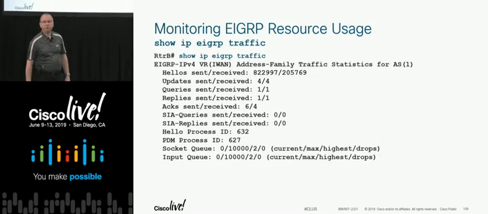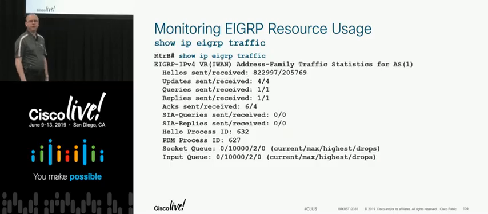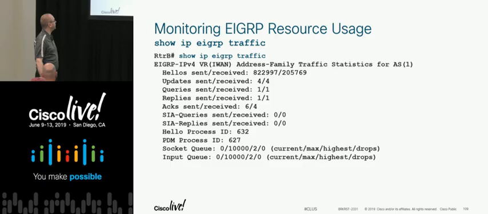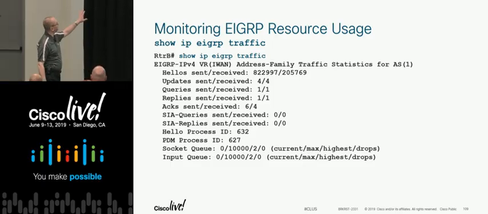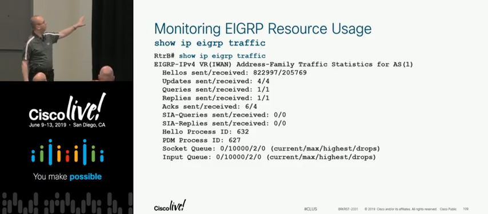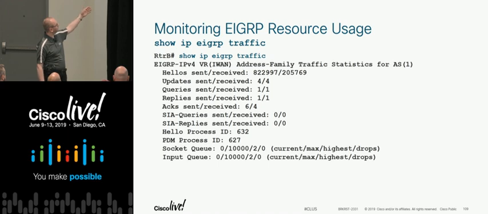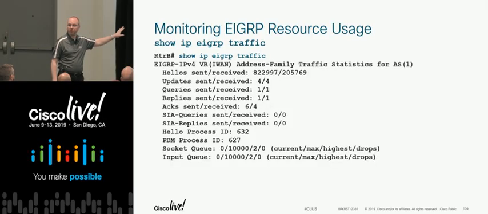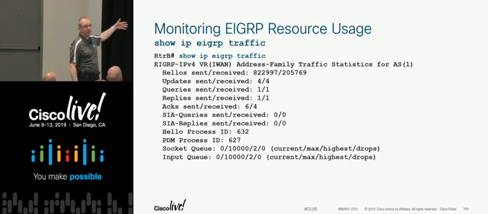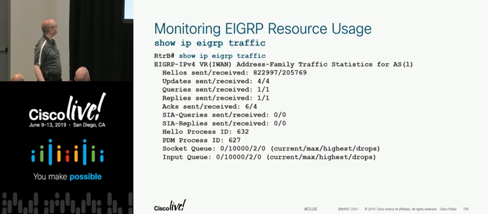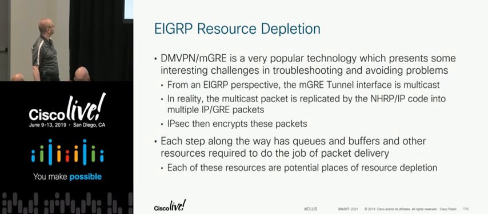The commands that may be useful here to just see what's happening on the NHRP side of things would be, for example, show EIGRP traffic, where you can see just the numbers of the hellos, updates, queries, replies, and so on. Again, a good command for you to keep track of the intensity of the communication and even of the statistics and the types of packets being received and sent overall for your process.